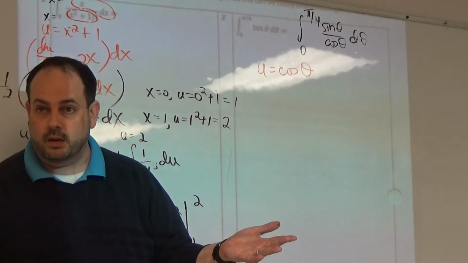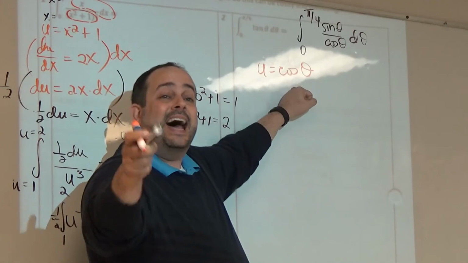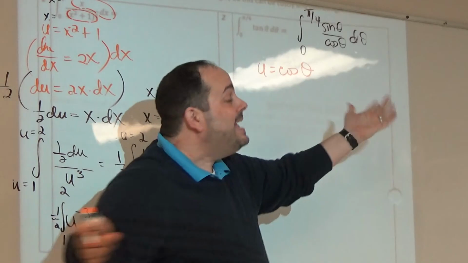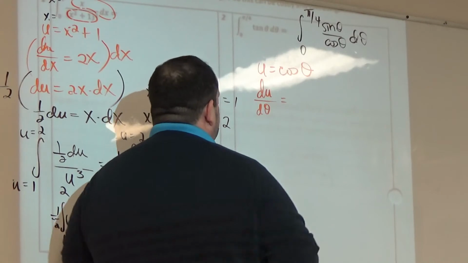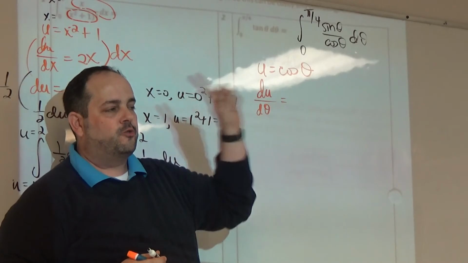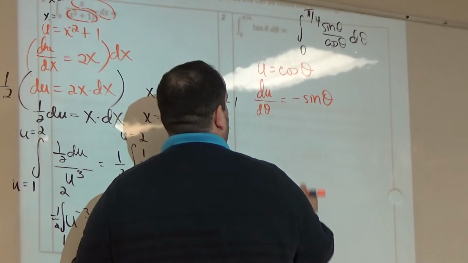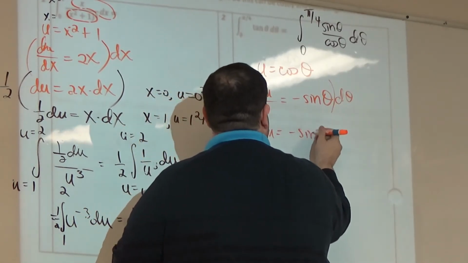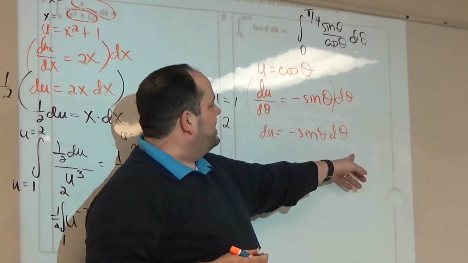Well, is it? Not necessarily. You need to know that you have not just the baby, but the derivative of the baby. Do we have the derivative of the baby? Yes. Somebody said sine. No, derivative. The derivative of cosine theta is negative sine theta. For those of you that like this new idea of multiply by the d theta, great. du equals negative sine theta d theta.